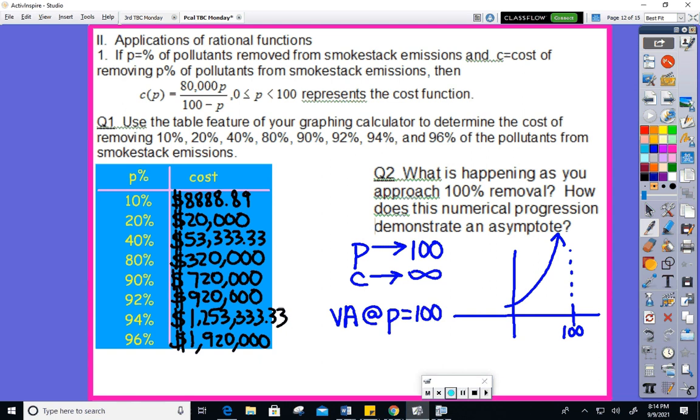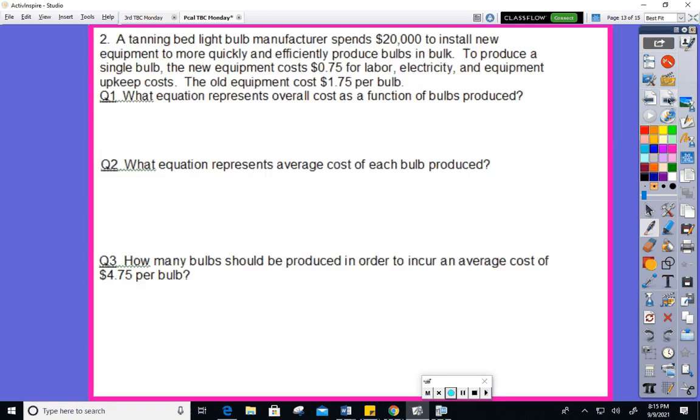I know that you're not surprised by that, because if I ask you to find the vertical asymptote, you would have said, well, 100 is the x value here, the p value, that makes the bottom zero out. But this is a time when you can see that kind of thing in action, where we actually have a vertical asymptote in a word problem.